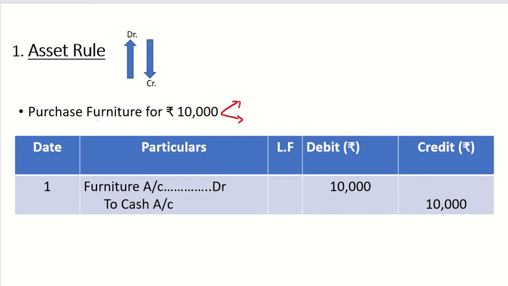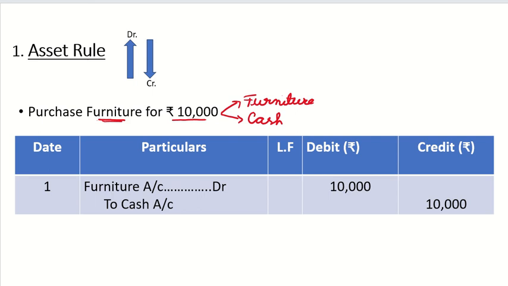Now see, the two accounts which get affected here: they are purchasing the furniture, so your furniture account gets affected first. And they are purchasing the furniture for cash. They are paying rupees 10,000, so your cash account gets affected. Fine. So our second step is what?